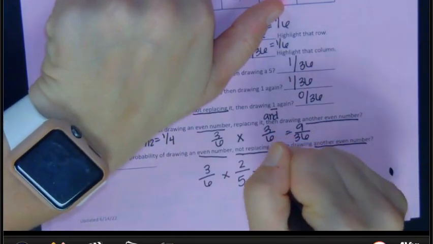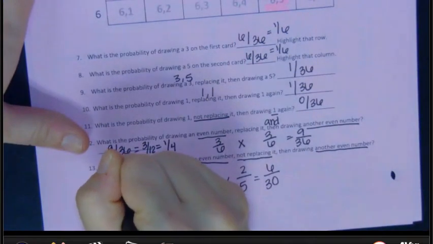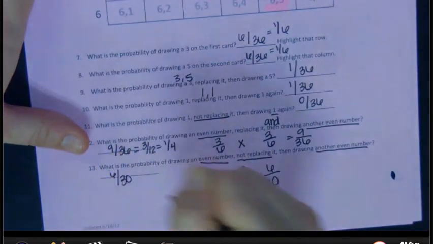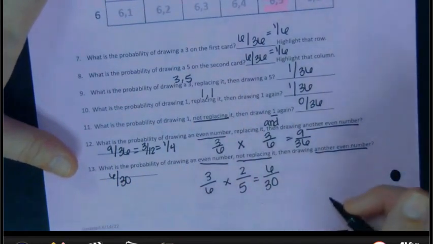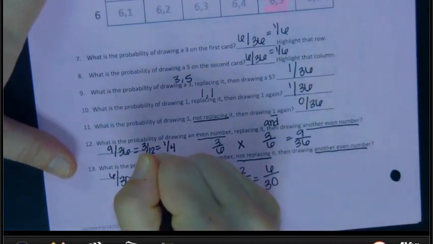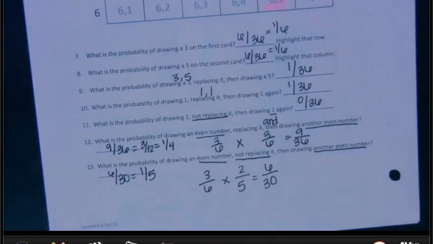So 3 times 2, which is 6, 6 times 5, which is 30. So you have a 6 out of 30 probability to draw an even, not replace it, then another even, which can reduce by 6 down to 1/5.